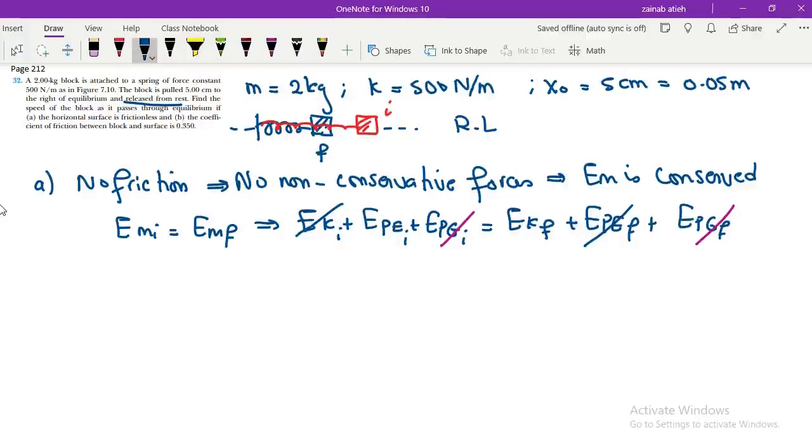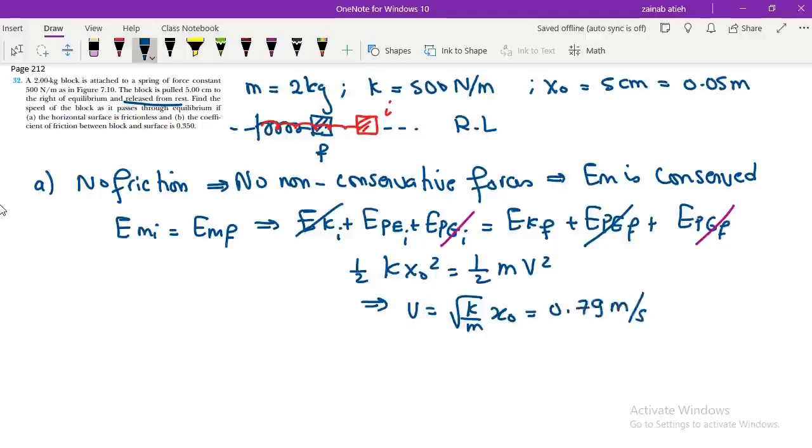So what remains is half k x0 squared, the initial EPE, equal to EK final. So half K x0 squared equals half m V squared. We're searching for V; half with half is cancelled. I will get V equal to radical K over M times x0. Substitute, you will get 0.79 meters per second. And this is the answer, for the case where there is no friction.